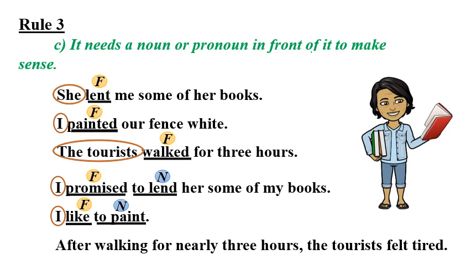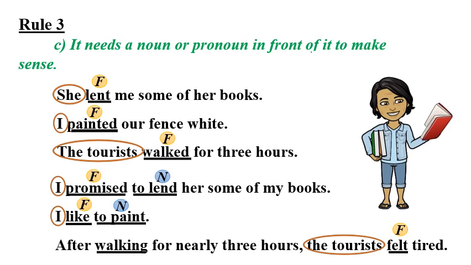Look at the third sentence very carefully. After walking for nearly 3 hours, the tourists felt tired. So the verbs in this sentence are walking and felt. But what is the subject? Remember, a subject is someone who does the action in a sentence. Who walked for nearly 3 hours? The tourists. So the action of walking is done by the tourists. Who felt tired? The tourists. So the subject in this sentence is tourists.